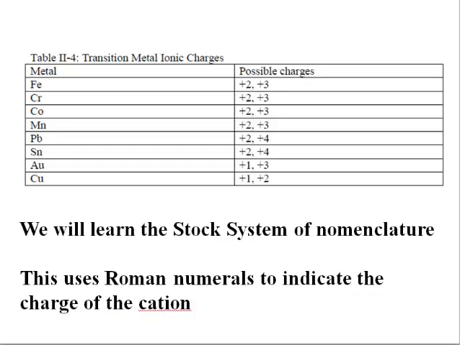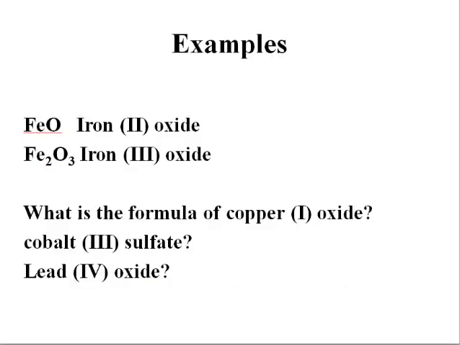Let's look at some examples. For example, if a compound has the formula FeO, the oxide has a -2 charge. That means this iron must have a +2 charge, and we would name this compound iron 2 oxide. Notice the 2 does not indicate that there are 2 irons. There aren't. It does not indicate that there are 2 oxygens. There aren't. The 2 indicates the charge of the iron.